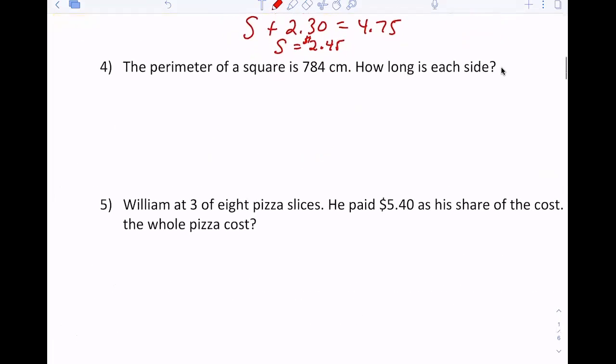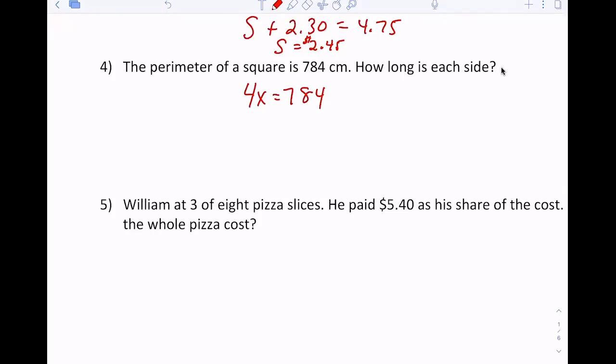Next. The perimeter of a square is 784 centimeters. How long is each side? Obviously, we would just take 784 and divide by 4, but we're not doing that at this second. How many sides on the square? 4. Are the sides equal? Yes. So trust me, do this: 4x equals 784. That's what I want.